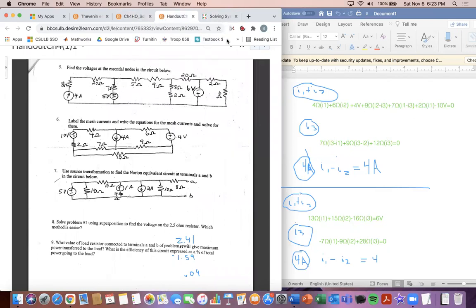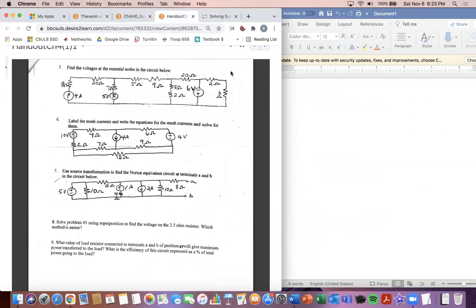Okay, now for our next one, go into number 7, source transformation. We can use source transformation here because we have no dependent sources. Big key idea to take away. Okay, so for number 7, let's look at this. Start from the leftmost and go to the right.